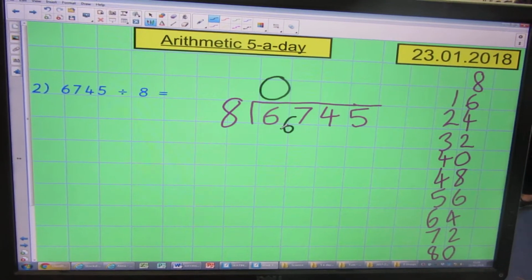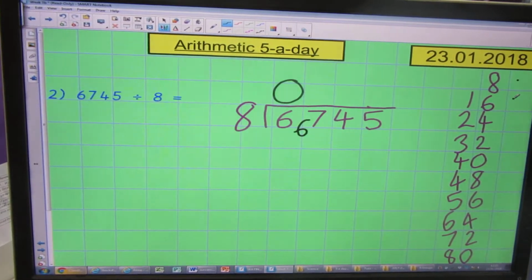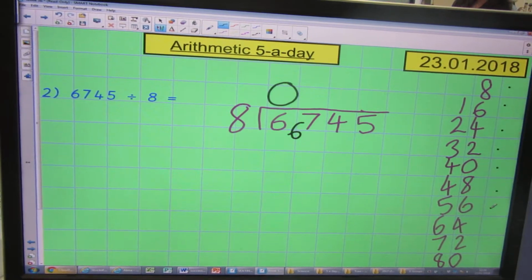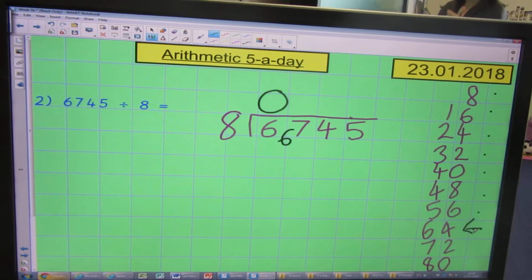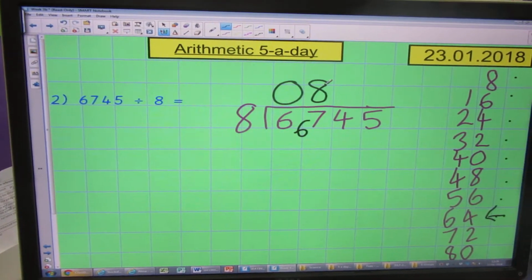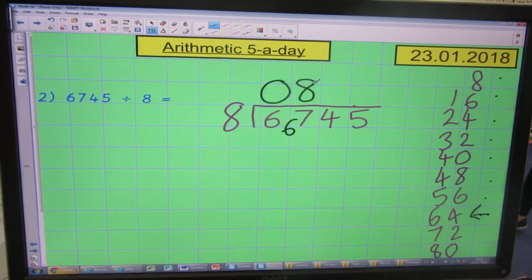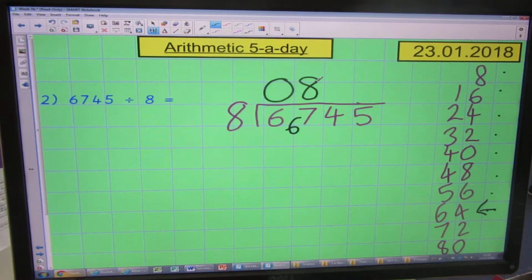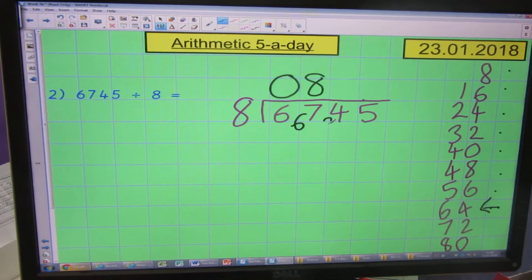8. So it'll be 8. So if we count down here, this can help us. We can get all the way to 64. So that'll be 8 8s and 64. And what's my remainder? Is it 4? So we got to 64 and we had 67. 3. So my remainder is 3.